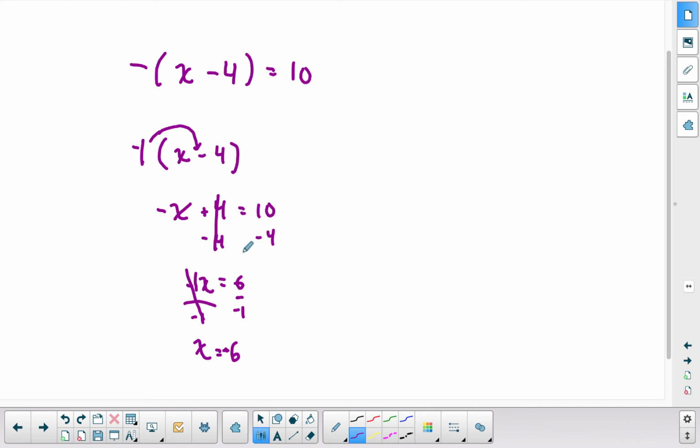It's a bad negative sign, but if I plug that back in, -6 minus 4 is -10, this stuff in parentheses here. And then that -10 actually gets multiplied by this negative sign. So it'd be written like this: -10 equals 10. And if we have a negative times a negative, that's going to equal positive, so it does make sense.